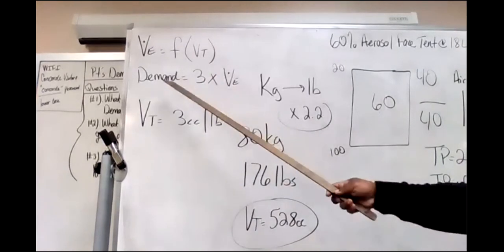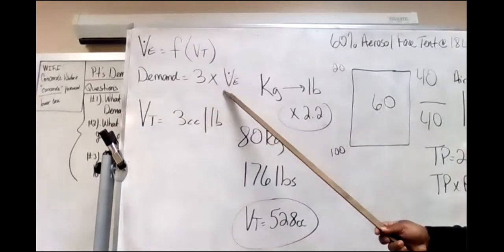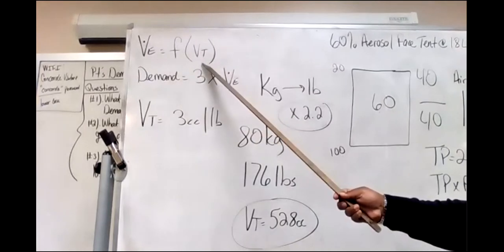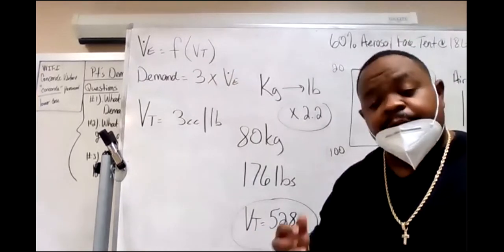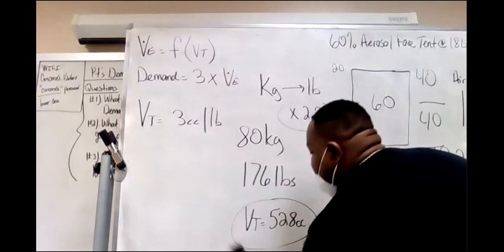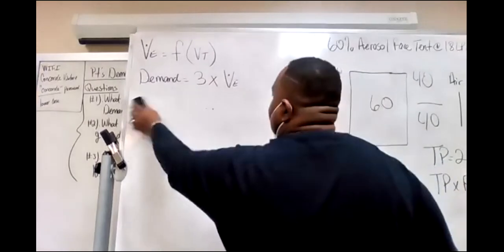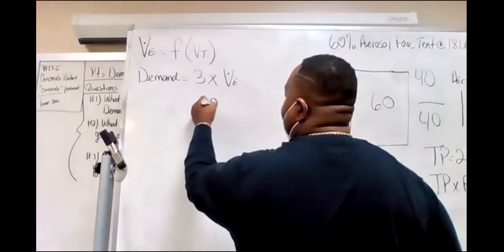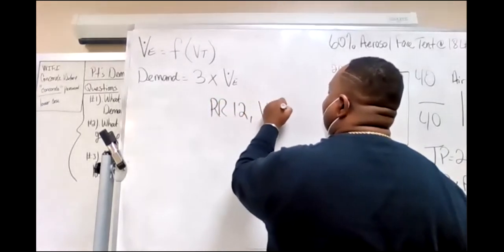But the bottom line is, to find the patient's demand, you have to have three times his minute ventilation. To find his minute ventilation, it is frequency times tidal volume. Now, I can give you the tidal volume, or I might not give you the tidal volume. The question may or may not. So for instance, let's do an easy one. What would be the demand of a patient with a respiratory rate of 12 and a tidal volume of 500?